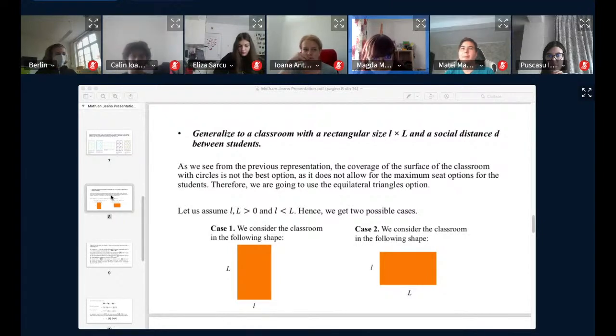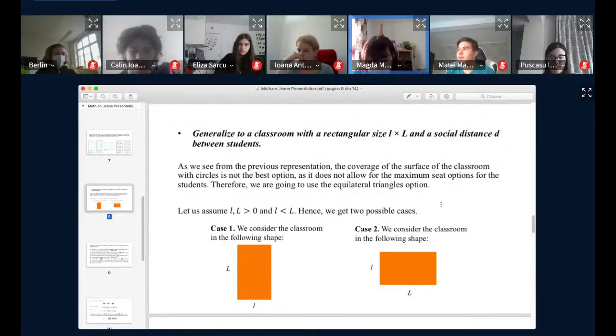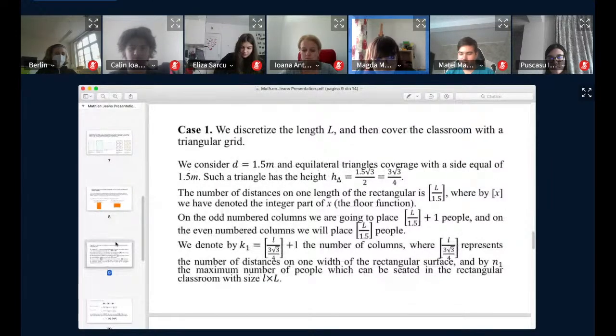We assume that the width small l and the length big L are positive numbers and the width is smaller than the length. So from those previous figures, we observe that there are two cases. We can discretize the length big L, but also we can discretize the width small l. Firstly, we consider two particular values for the social distance d: 1.5 meters and the other one 2 meters.